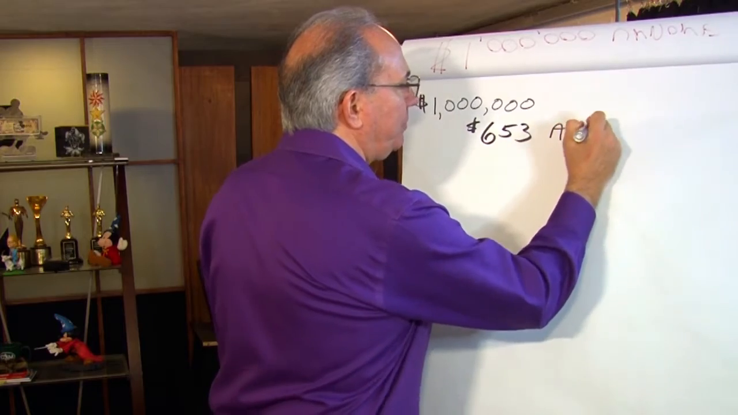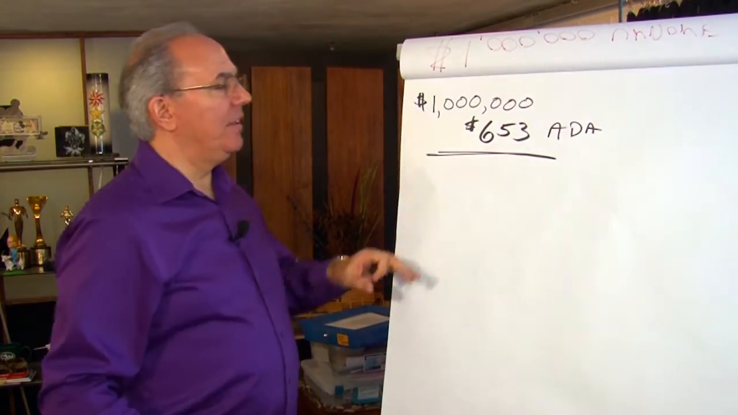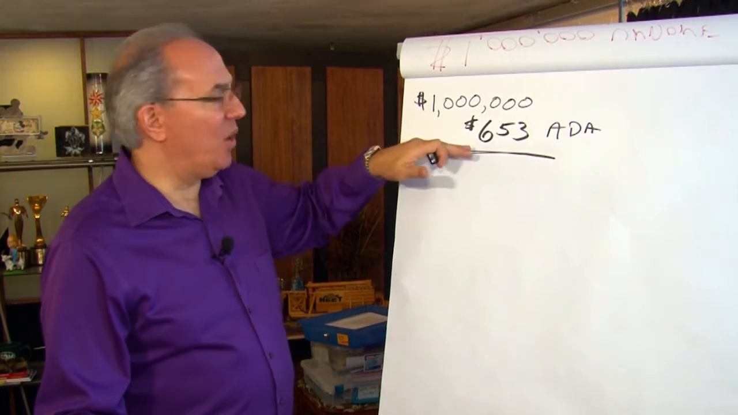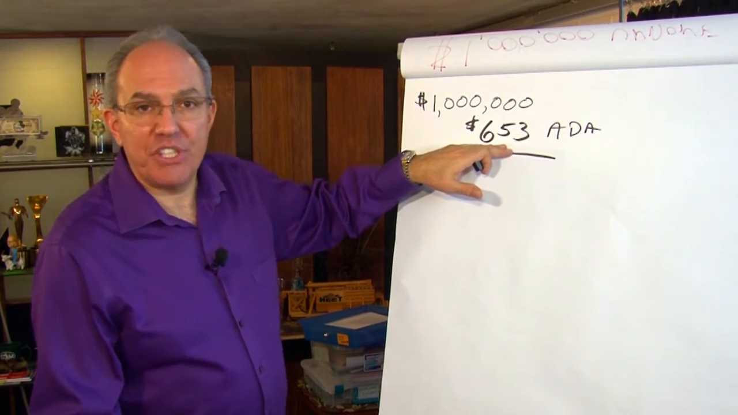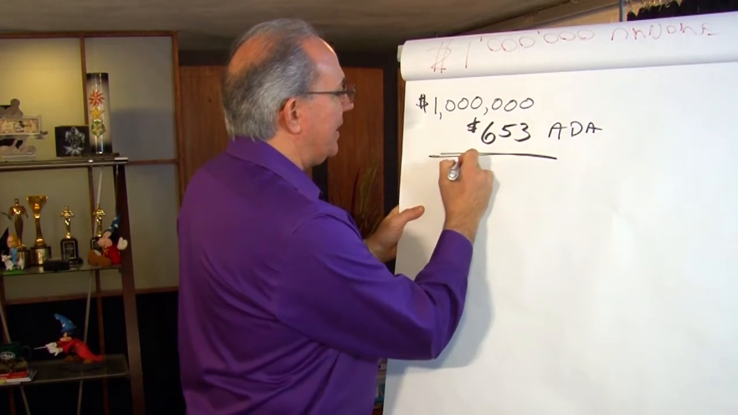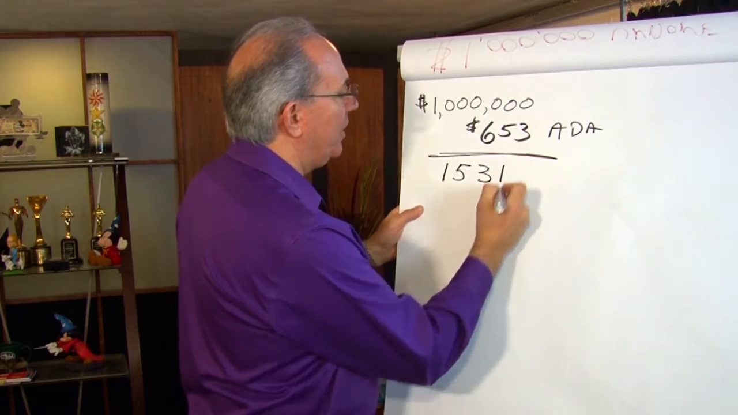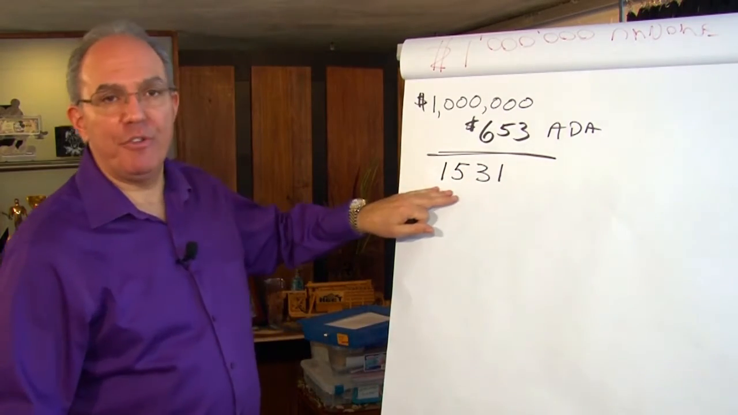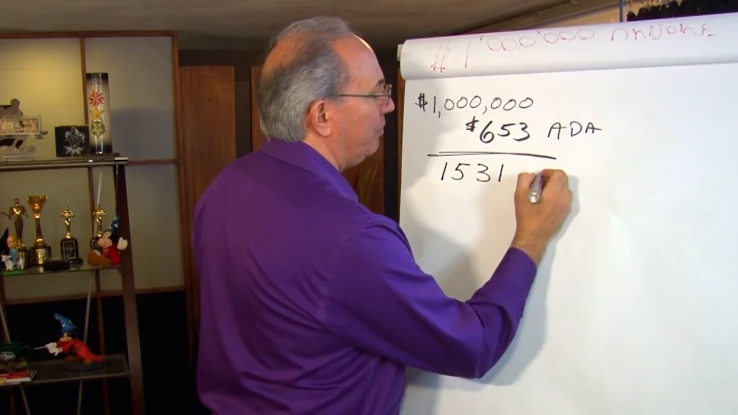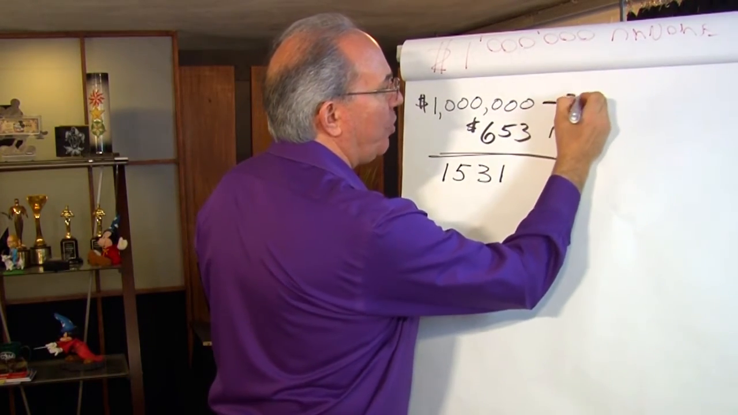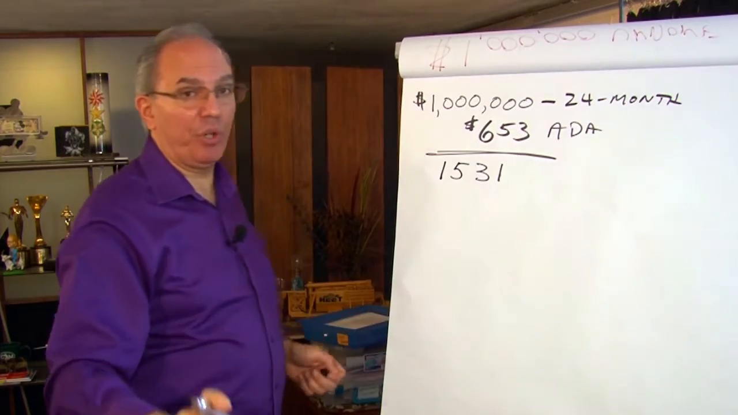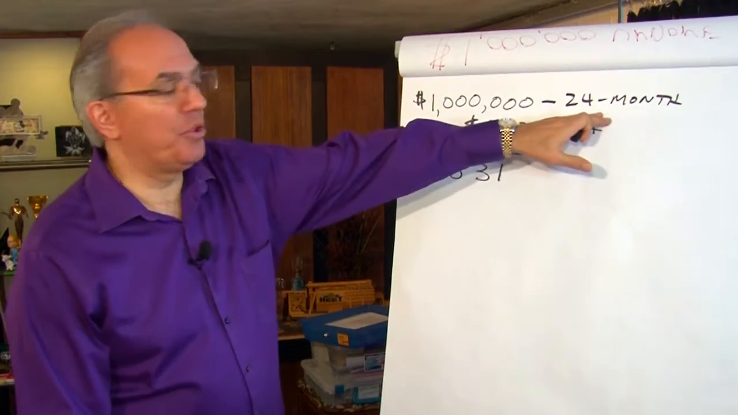Yours may be higher, yours may be lower, but for this example, I'm going to use the ADA's data. So if we take the $1 million worth of treatment that's been presented and pare that down based on the first year value of $653, that brings us down to a universe of about 1,531 patients. And this number, by the way, is a 24-month number, because many of the practices that I'm working with have that kind of number over 24 months.